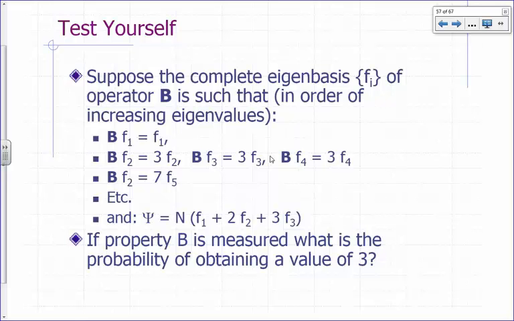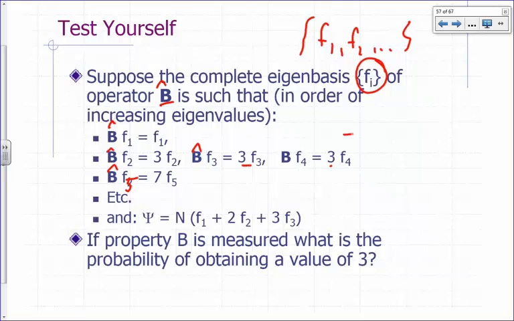Let's look at this question, which will allow us to put together everything we've learned the last couple of days. Suppose you have an eigenbasis, f sub i, so this means the set f1, f2, and so on, and let's say it's the eigenbasis for operator B hat, such that, in order of increasing eigenvalues, B hat f1 gives you f1, B hat f2 gives you 3f2, B hat f3 gives you 3f3, B hat f4 gives you 3f4, and B hat f5 gives you 7f5, and so on. So that's it in order.